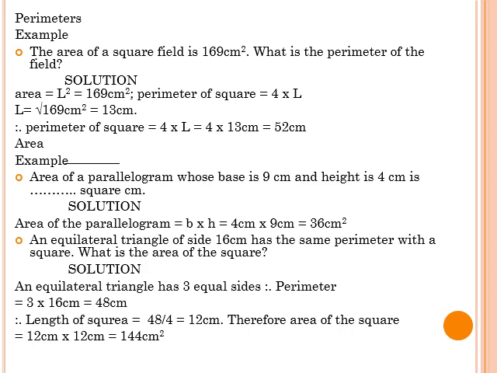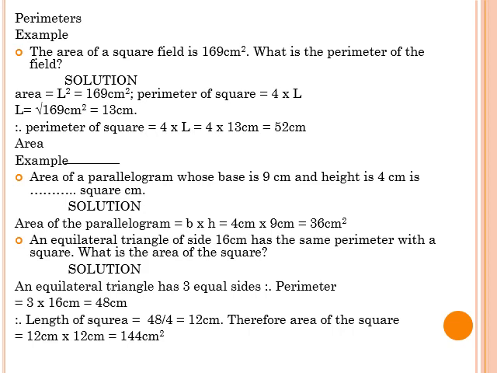The first one on area says the area of a parallelogram whose base is 9 centimeters and height is 4 centimeters is dash square centimeters. Once again, you write out your parameters. The formula for finding the area of a parallelogram is base times height. The base is 9 centimeters and the height is 4 centimeters. When you multiply the both of them, 4 times 9 gives you 36 centimeters square. That is the area of that parallelogram.